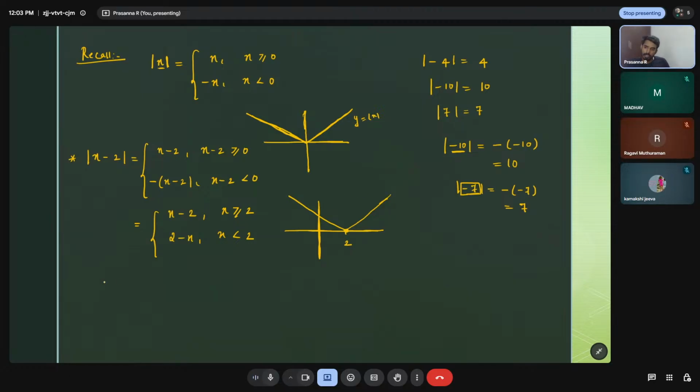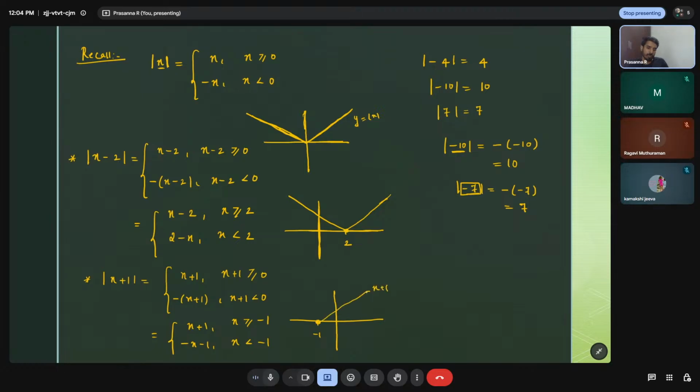Now what will be the definition of mod x plus 1? It will be x plus 1 if x plus 1 is greater than or equal to 0, and minus of x plus 1 if x plus 1 is less than 0. So this will be x plus 1 when x is greater than or equal to minus 1, and minus x minus 1 when x is less than minus 1. So here the function is breaking at minus 1. When x is greater than minus 1, it takes x plus 1.